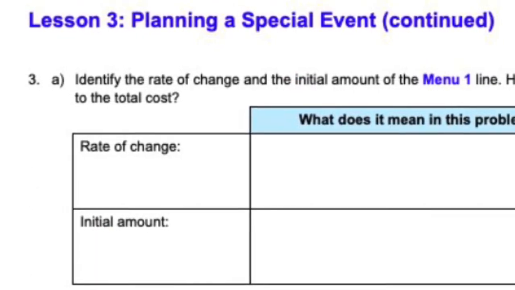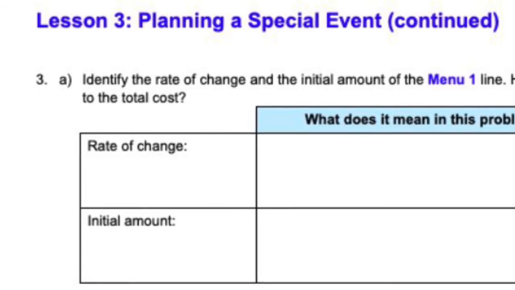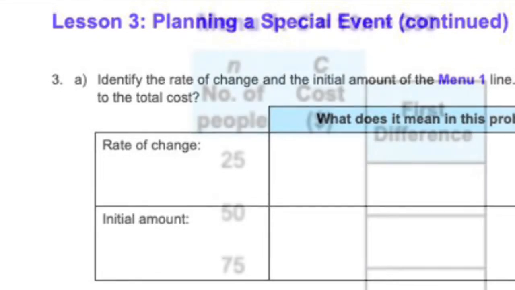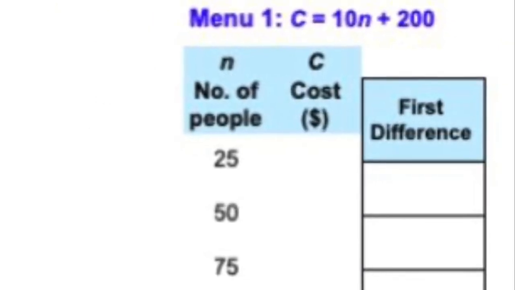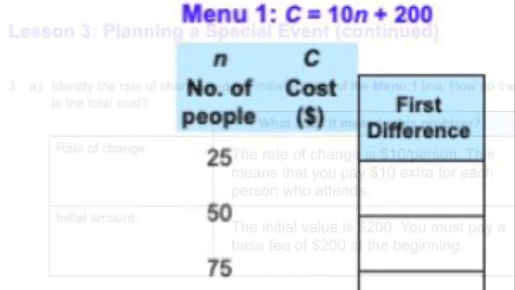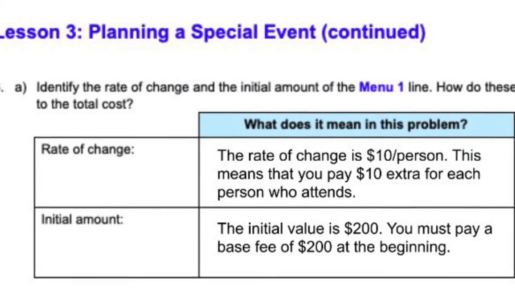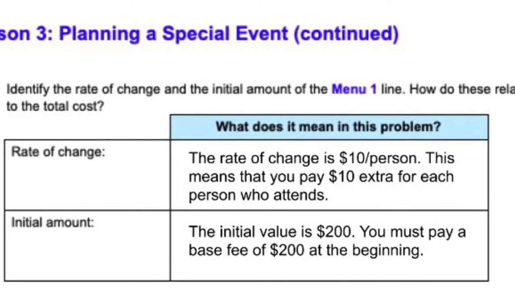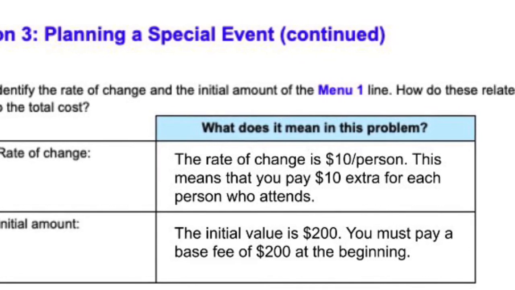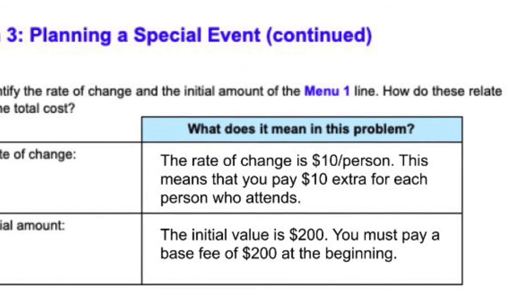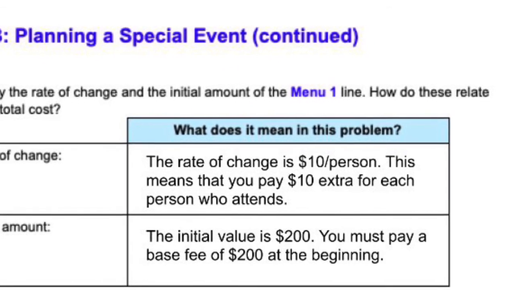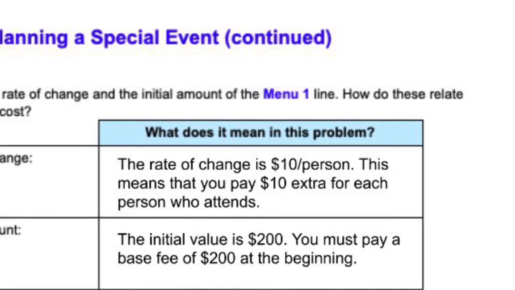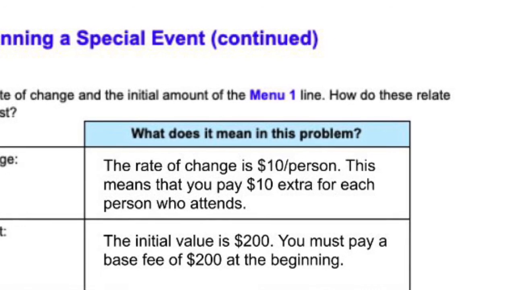So what we want to do now is look at question number 3, where it asks us to find the rate of change and the initial value for menu 1. And so when you look at menu 1, don't forget the equation was C is equal to 10n plus 200. So it's jumping by 10 and it started at 200. That means the rate of change is $10 every person. That means for every extra person who comes to your party, you need to pay $10 extra. And the initial amount would be $200. That means right at the beginning, before anyone even comes to your party, you need to pay $200 at the beginning.